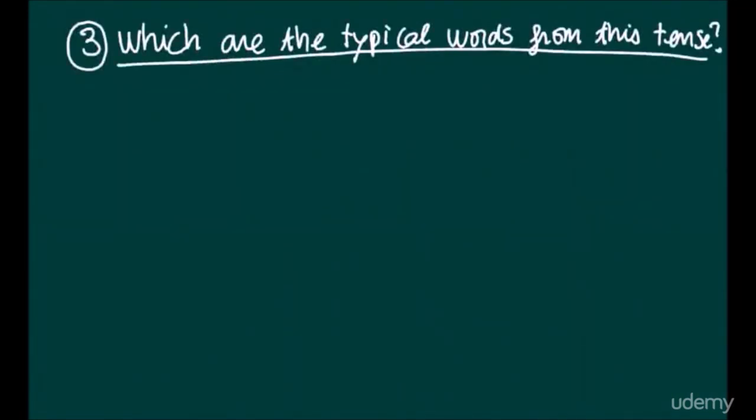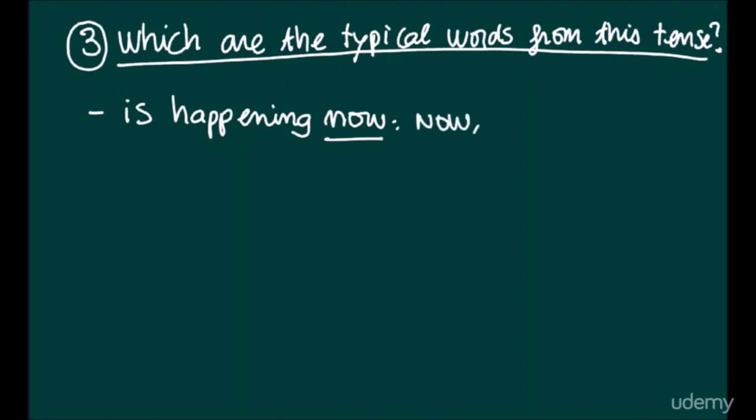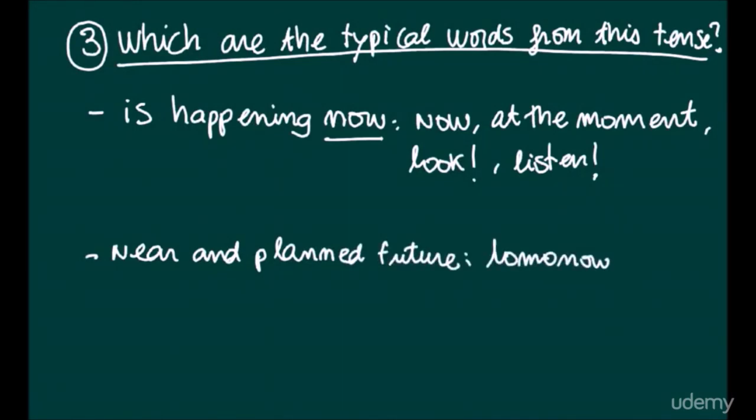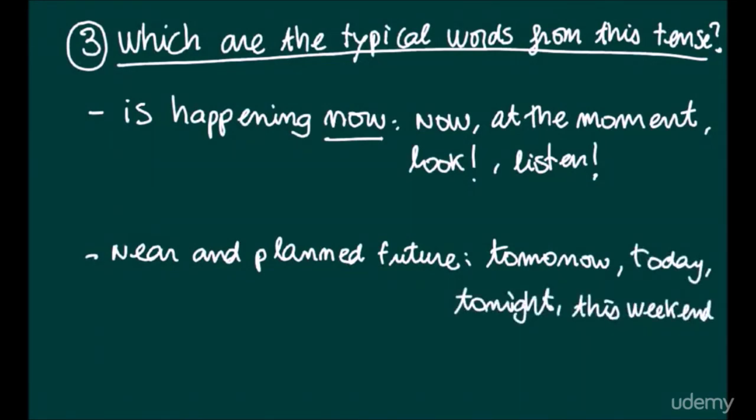Number 3, which are the typical words from this verb tense? If we use the present continuous to talk about something that is happening now, the typical words in this tense are the words that tell us that something is happening now, like now, at the moment, or look, listen. If we use the present continuous to talk about the near and planned future, then the typical words are tomorrow, today, tonight, this weekend.